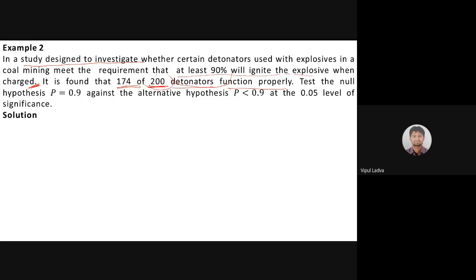कोई example लिया गया, that sample was having a sample size of 200, and out of that 200, 174 were working properly. जैसे उसको चार्ज किया गया, वो एक्सप्लोज हो गए ठीक तरीके से, ठीक है? And now what we are supposed to do? That's the null hypothesis that P is equals to 0.9 against the alternative hypothesis P is less than 0.9 at 0.05 level of significance, that means 5% level of significance.